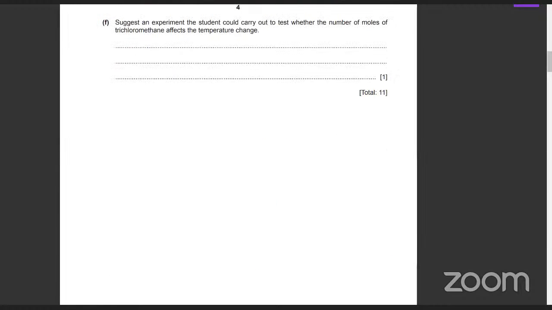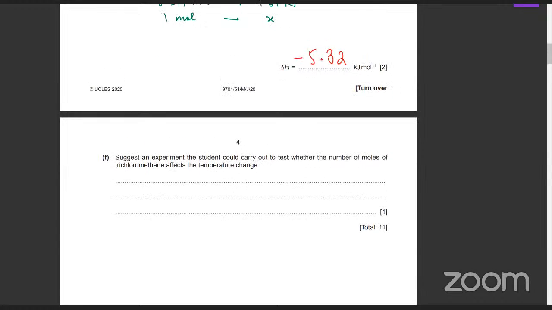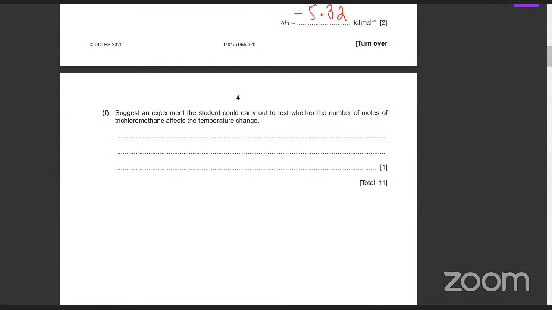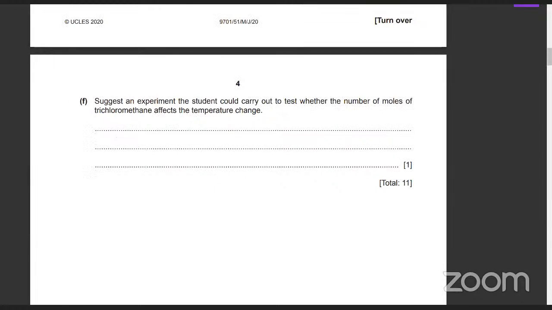Now suggest an experiment the student could carry out to test whether the number of moles of trichloromethane affects the temperature change. So I guess use a different amount of trichloromethane. That's it.